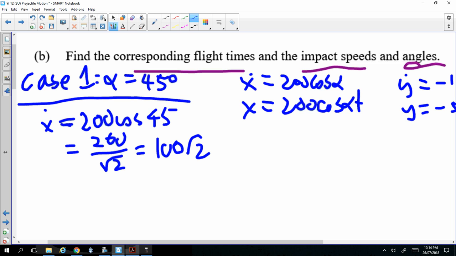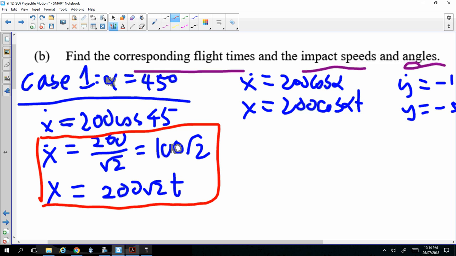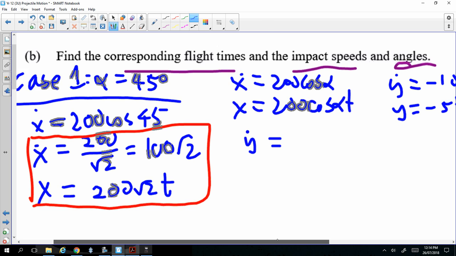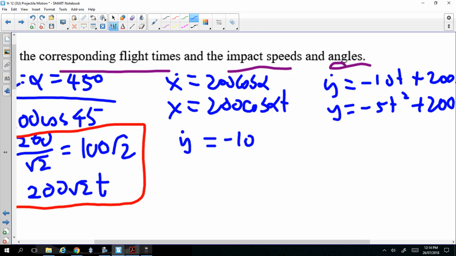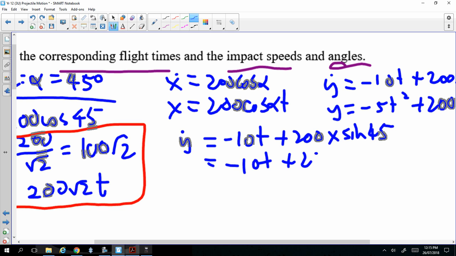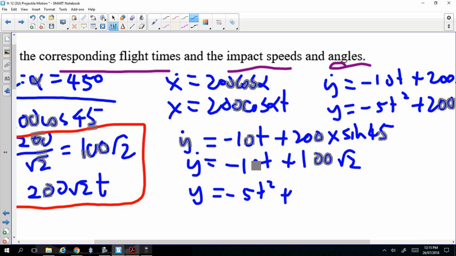Okay, so let's put a box around them, which I will use later on. And then same thing for y dot. What will y dot be? Negative 10t plus 200 times sine 45. Sine 45 is 1 on root 2, which simplifies to 100 root 2. And then same for y: y will be negative 5t squared plus 100 root 2 t. Okay, so we've got these 4 equations, which we'll use to answer the question.